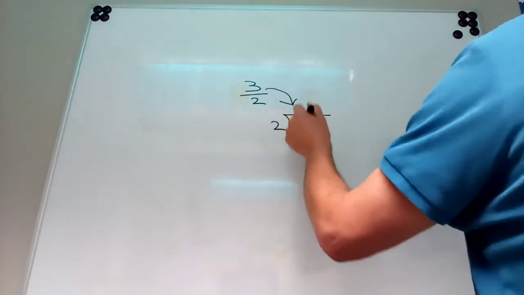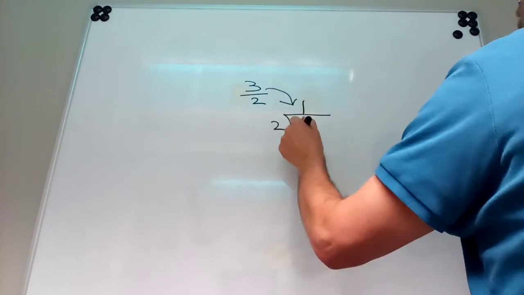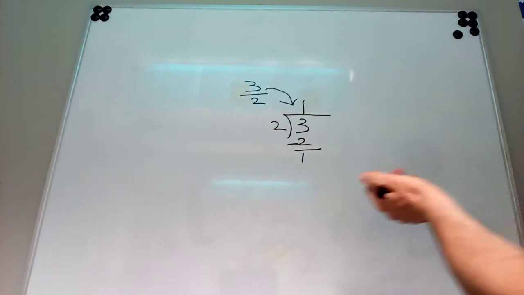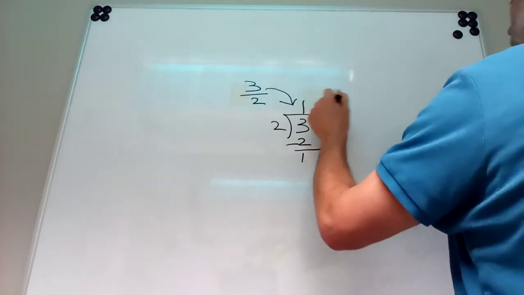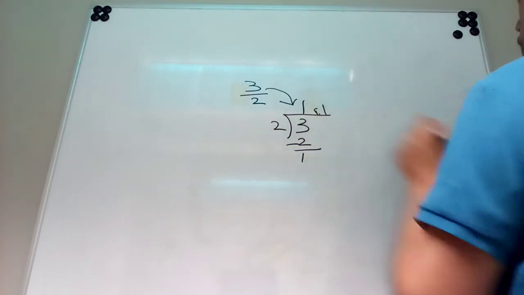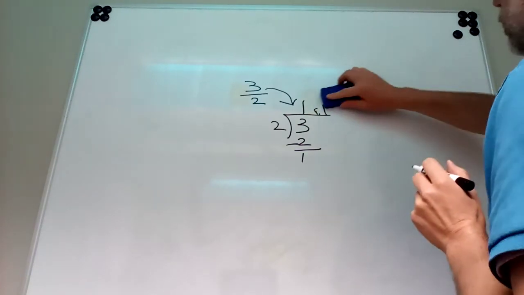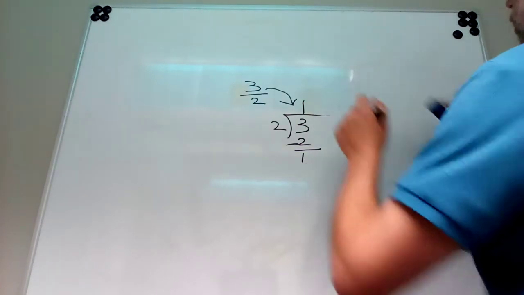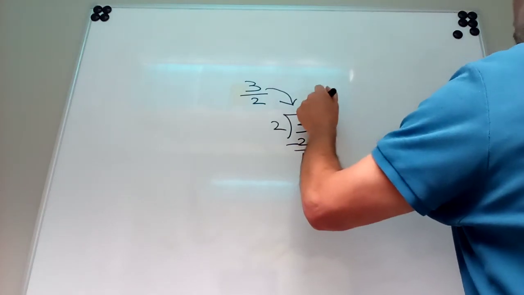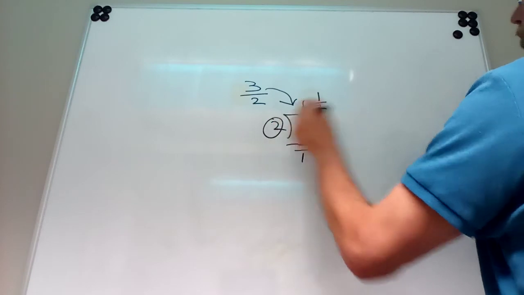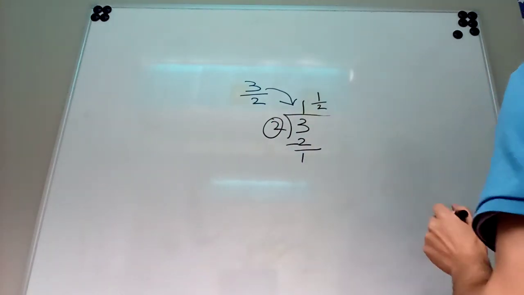Okay, so 2 would go into 3 one time. 1 times 2 is 2. We would subtract and we'd have 1 left. Now remember that 1, we could call that remainder 1, R1 for remainder 1, or we could write this as a 1 over 2. We got the 1 on top over the 2. So that would be 1 1/2.